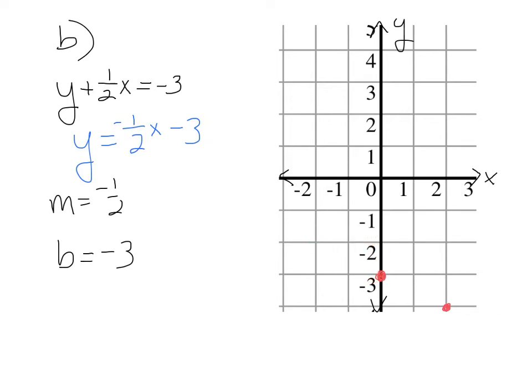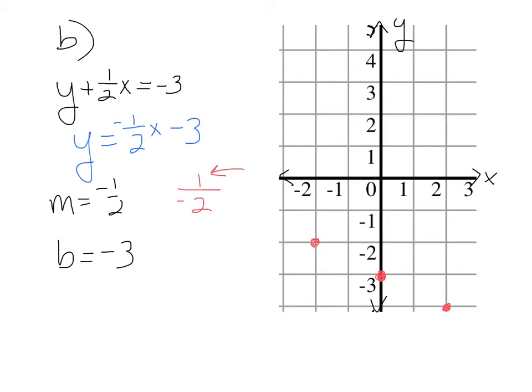Now you're thinking to yourself, how can I go up 1 when it's a negative? Because watch what happens. If I put my negative on the bottom, the positive 1 tells me I can go up 1. But negative 2 tells me go left 2 spaces. So it doesn't matter if you follow going up and then left or down and then right. It should be the same thing.